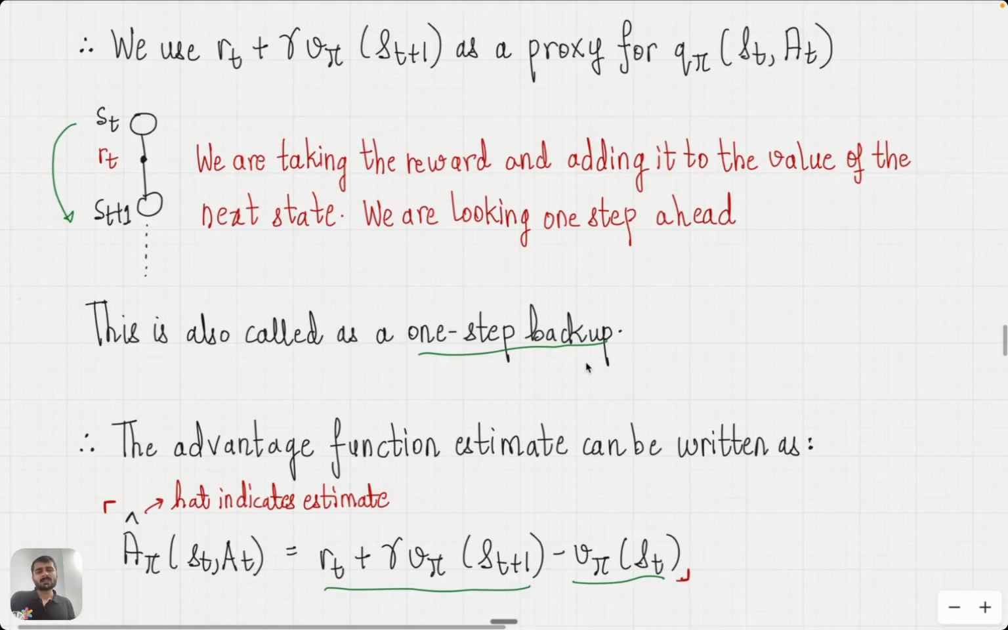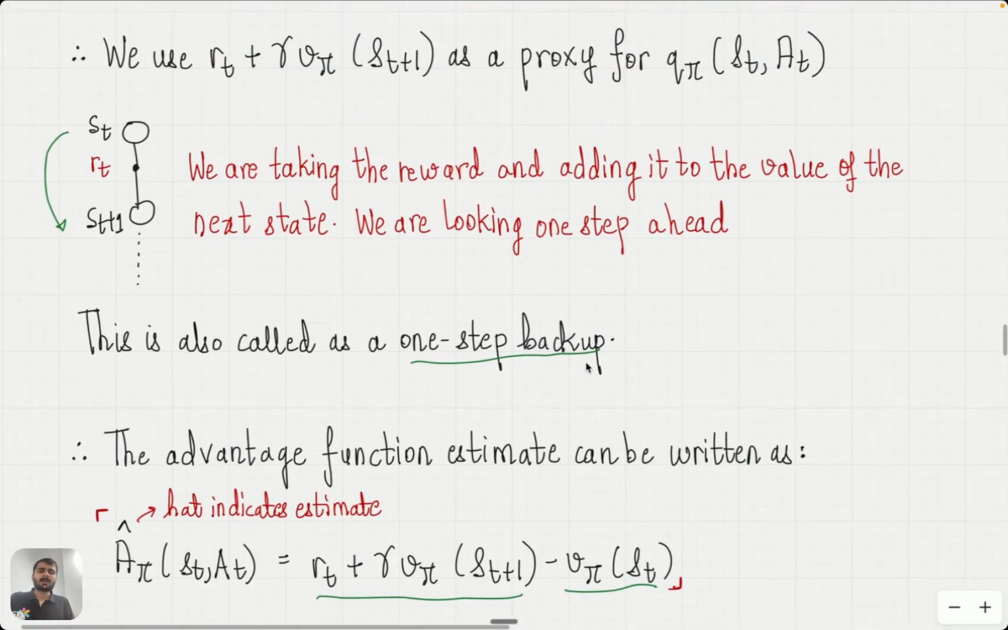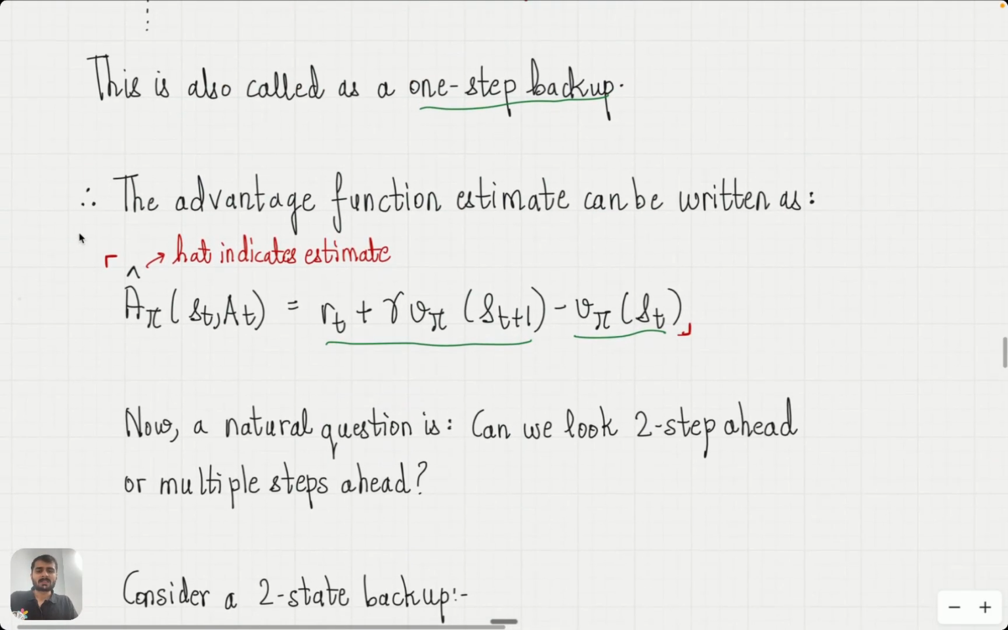However, this also is slightly problematic. The reason is that it is biased. Why are we only looking one step ahead? Why don't we look two steps ahead, or three steps ahead, or four steps ahead? This is a natural question which can come into anyone's mind. Why are we only looking at a single step ahead? Why can't we use, let's say, a two step backup as a proxy for the action value, or a three step backup? Well, you can do that to reduce the bias.